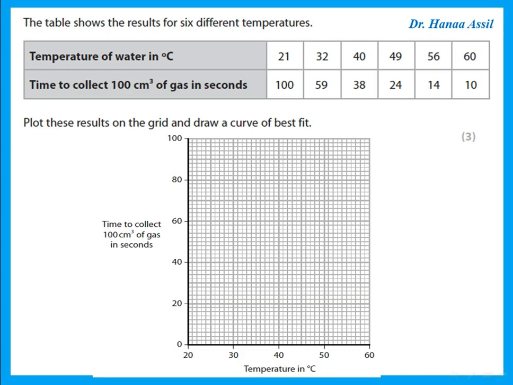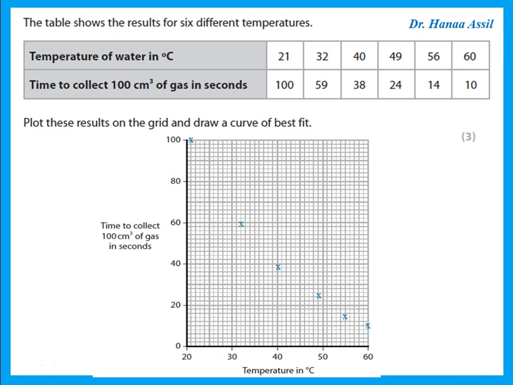He got these results and he's asking us to plot the results on the grid and draw a curve of best fit. So he already wrote everything. He already labeled the axes. Remember that whatever is on the top of the table here should go down. So temperature of water in degrees Celsius is the one on the x-axis. Time to collect 100 cm³ of gas in seconds is on the y-axis. And he already divided everything for us. All we need to do is just plot.